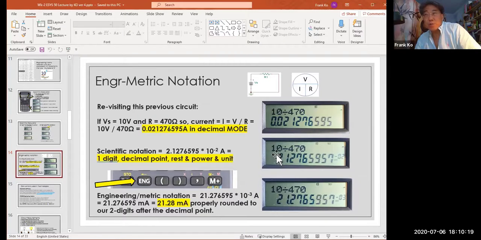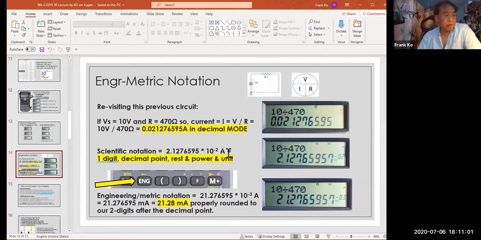The second display goes to show 10 divided by 470 gives you 2.1276 and change. But look at the power of 10. The power of 10 is 10 to the negative 2. And scientific notation is given simply as one digit, followed by one decimal point, followed by the rest of the numerals, and then the power of 10, and then a unit, which is amps. So you have 2 followed by a decimal point, followed by the rest of the numerals, times 10 to the power of negative 2 amps. So that is the beginning of our final answer.